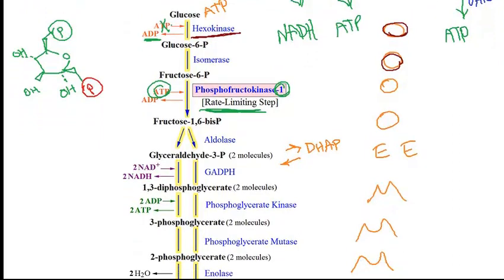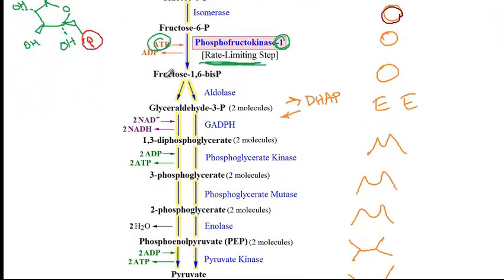With the help of aldolase enzyme, fructose 1,6-bisphosphate will be converted into glyceraldehyde 3-phosphate and dihydroxyacetone phosphate. And remember I said these structures have an E shape, so here let's draw them. First we have the glyceraldehyde 3-phosphate and dihydroxyacetone phosphate.